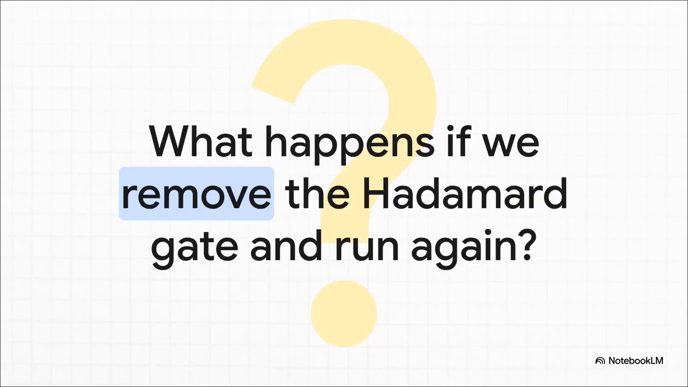So, I'm going to leave you with one final question to really tie this all together. What do you think our histogram would look like if we ran this exact same experiment 1,000 times, but we took out that one crucial step? We removed the Hadamard gate. Think about it. What does that tell you about where the quantumness in this whole process actually comes from?